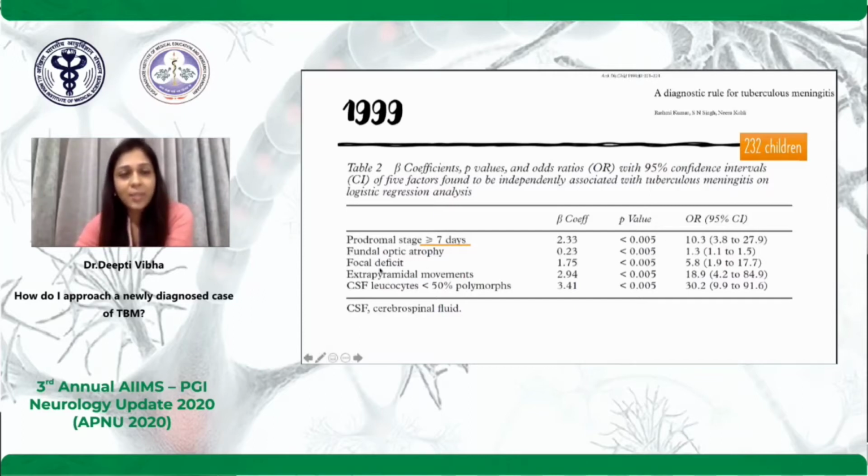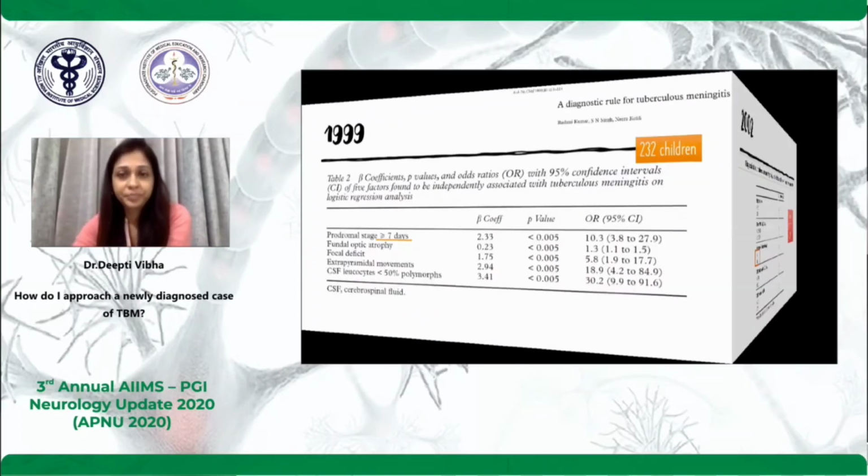And look here, apart from everything else which looks well in place, there are some things more peculiar to the pediatric population, like extrapyramidal movements and fundal optic atrophy, which were not the highlights in the adult criteria. The cutoff for being able to diagnose acute versus chronic meningitis was a week.